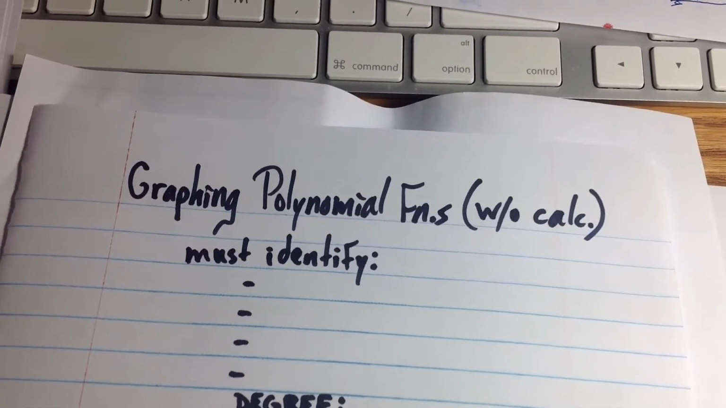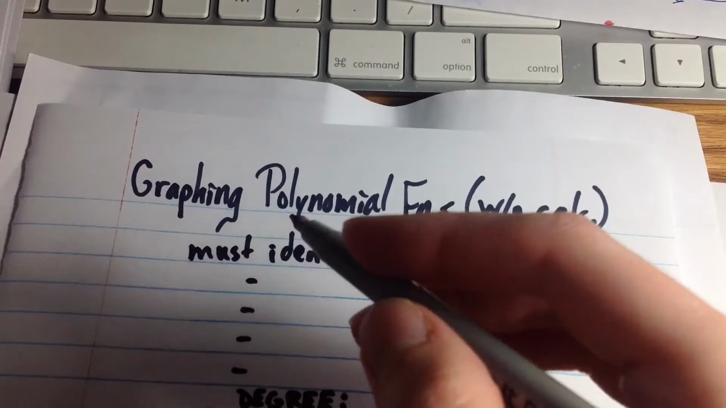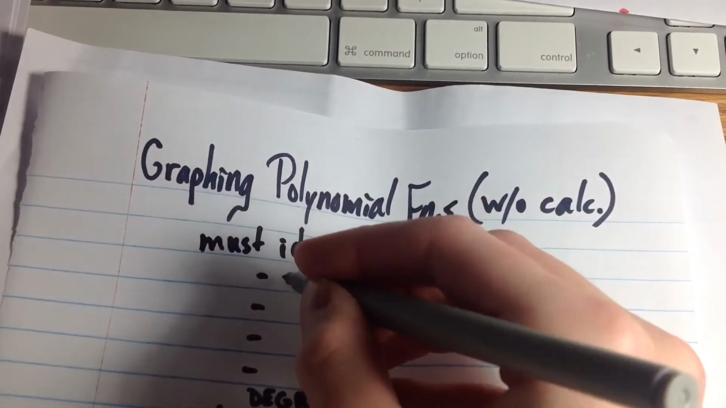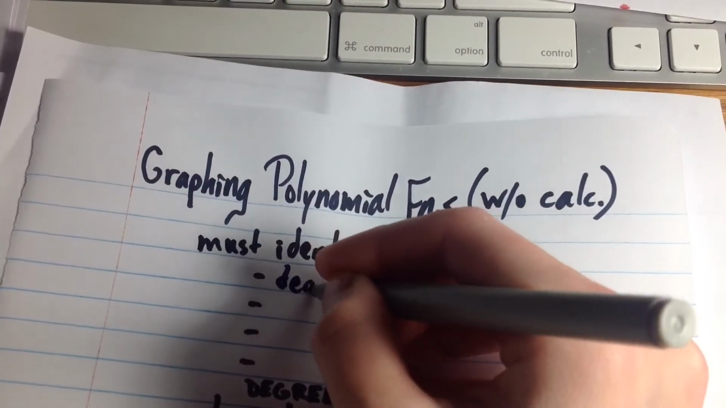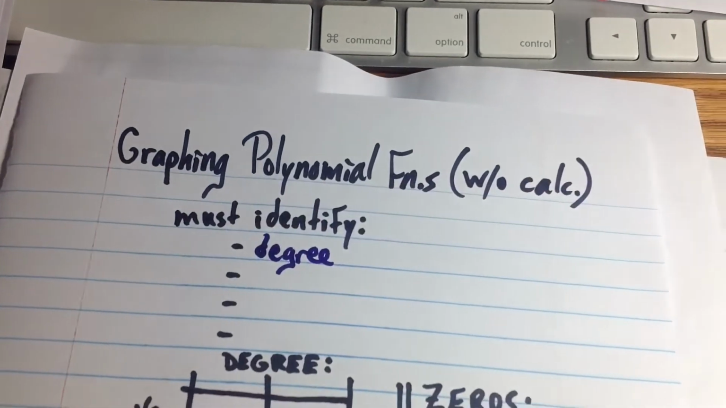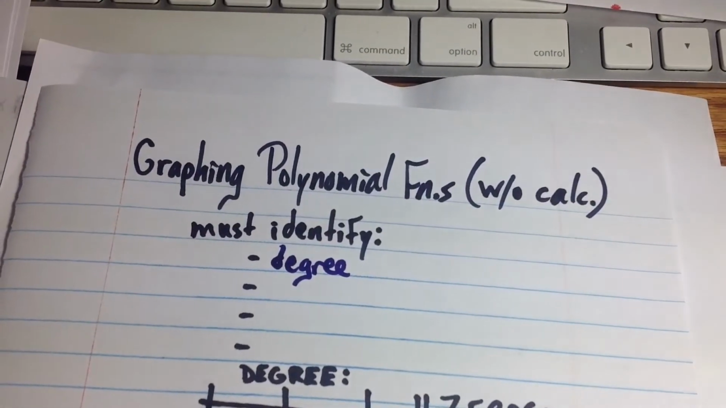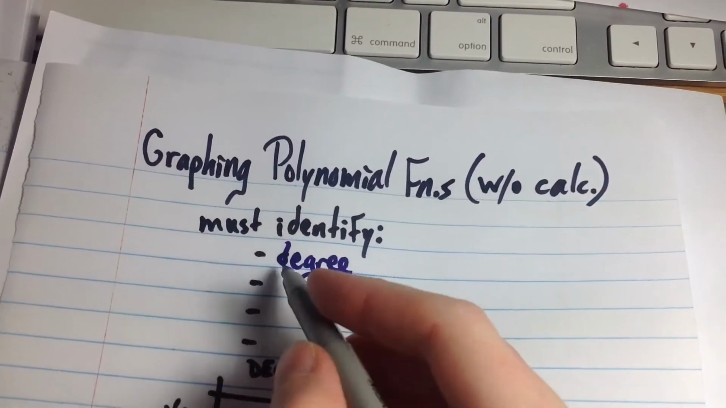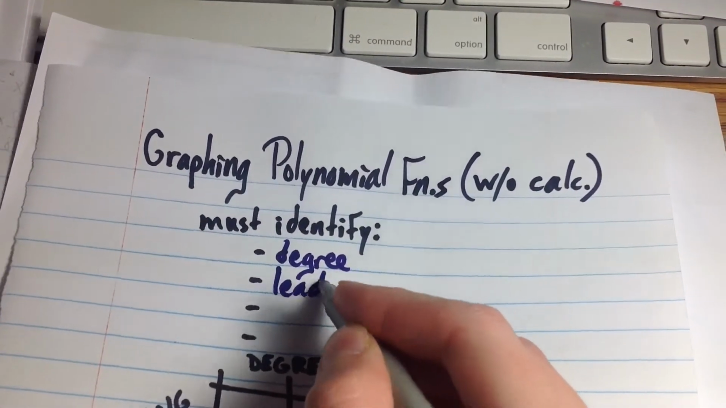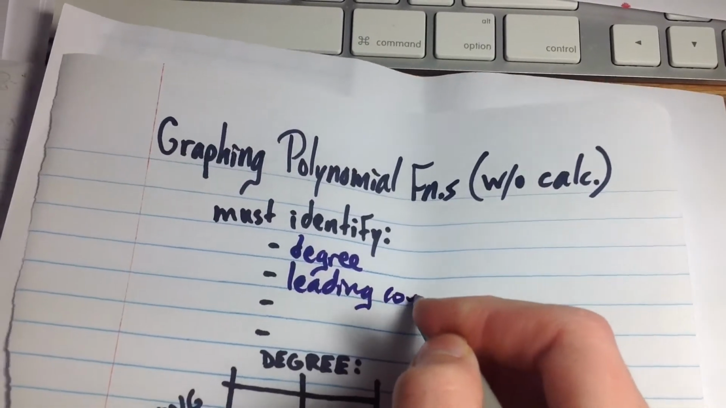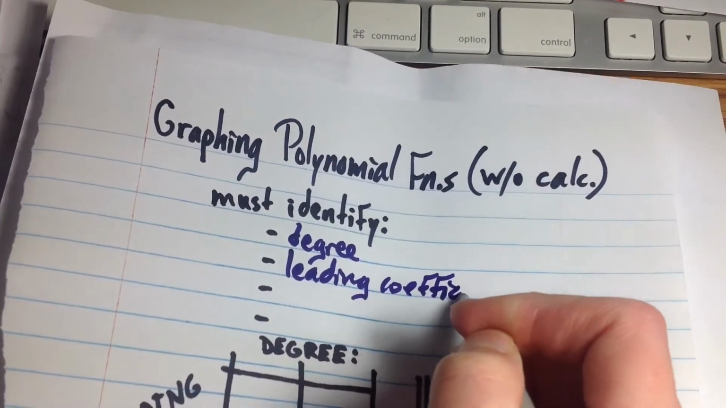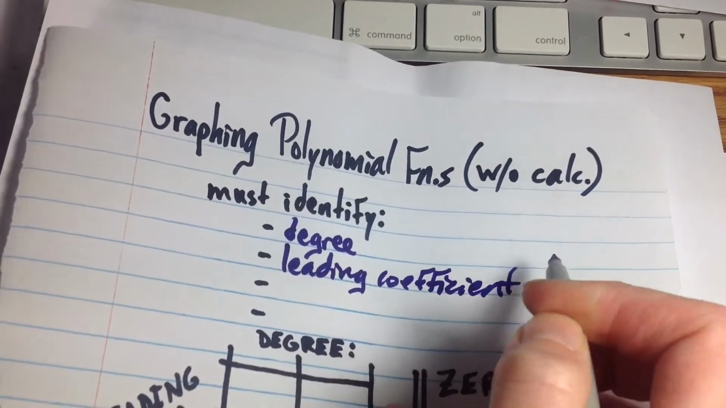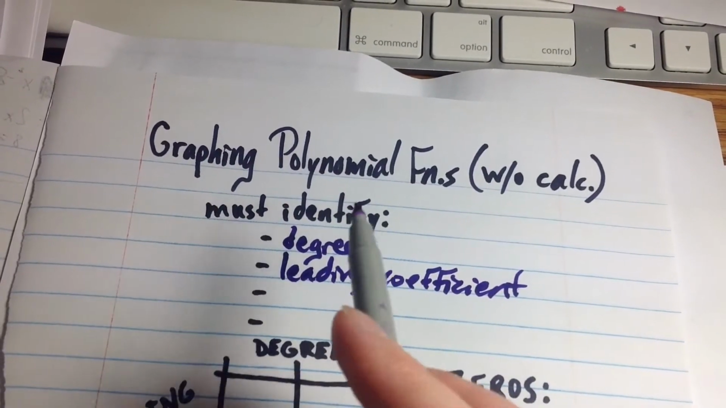The first thing you need to be able to identify is the degree of the function, which you all know is just the highest power. And then you also need the leading coefficient, which is the coefficient that goes with the same term that has the degree.